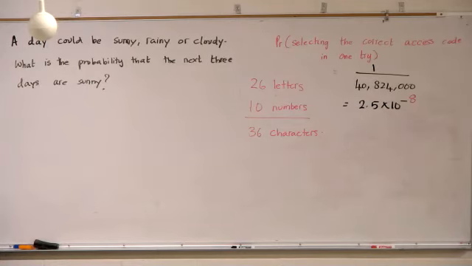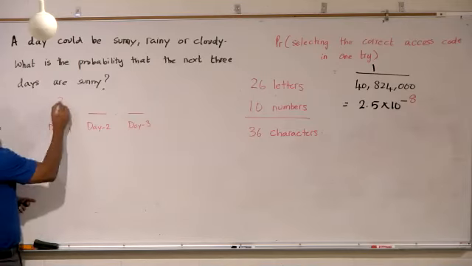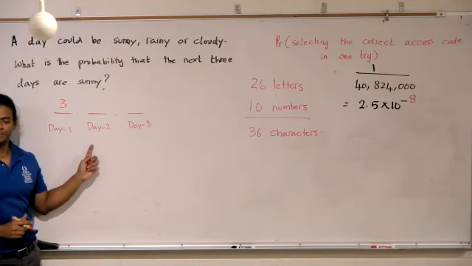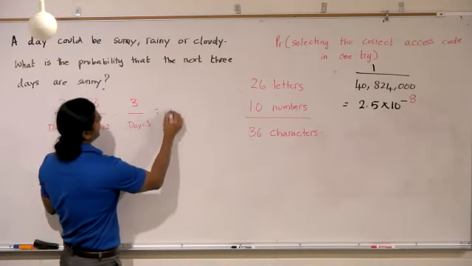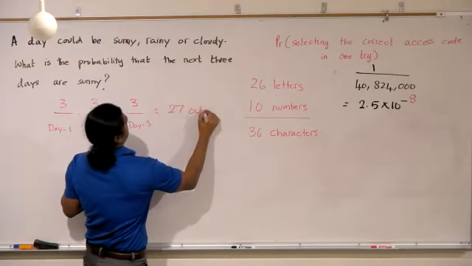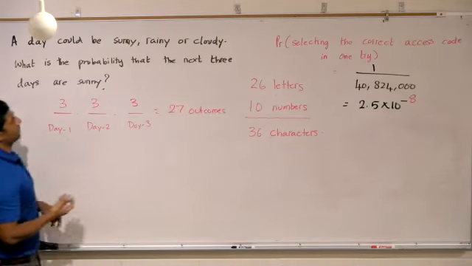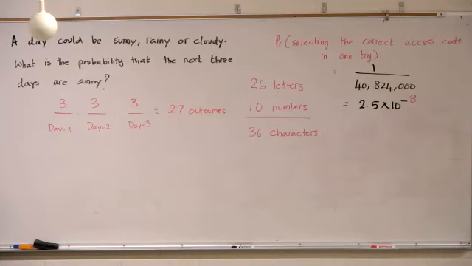So a day can be sunny, rainy, or cloudy. What is the probability that the next 3 days are sunny? How many possibilities do we have for day 1? 3. Day 2? 3. Day 3? 3. So in total, we have 27 possibilities. It's going to be 1 out of those 27 possibilities, right?